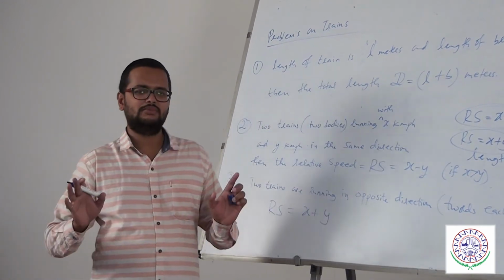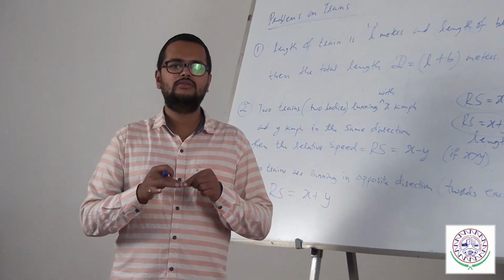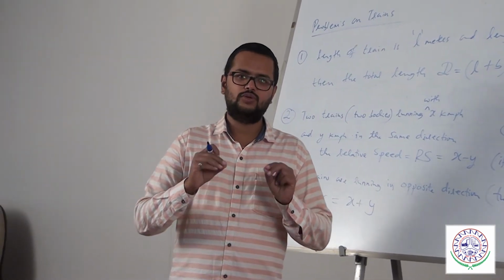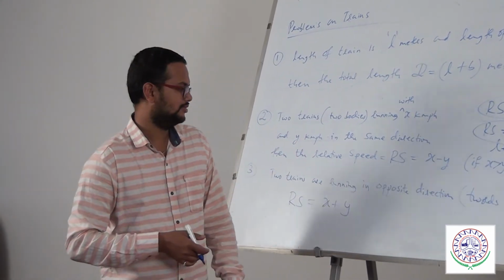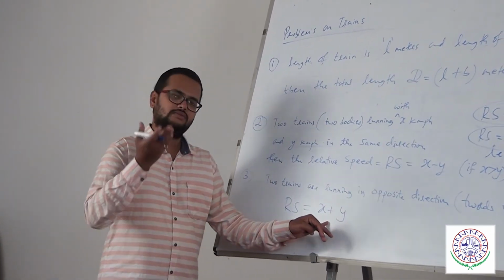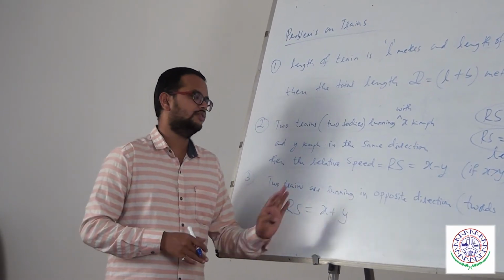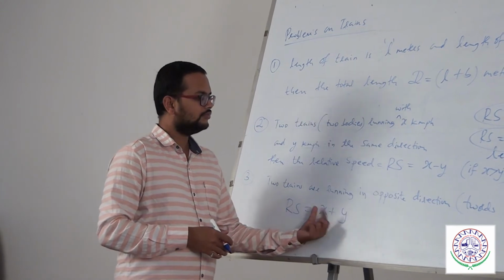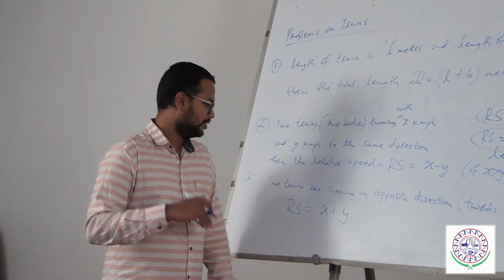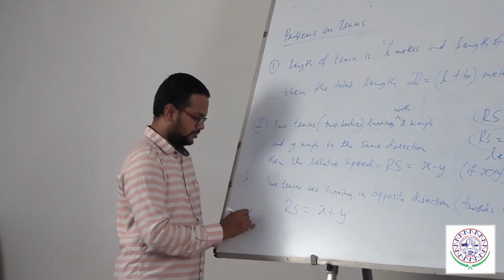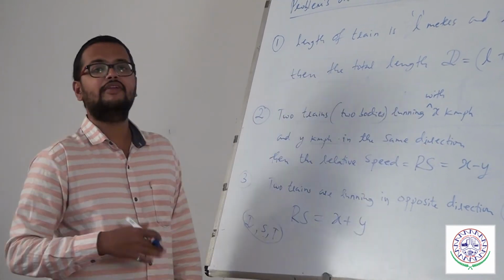It's kind of like a rubber band. When you stretch it, you require more force. When they are coming towards each other, the speeds will always be added. That is what the relative speed will be, x plus y. And the rest of the distance, speed and time properties remain the same, and average speed also remains the same.